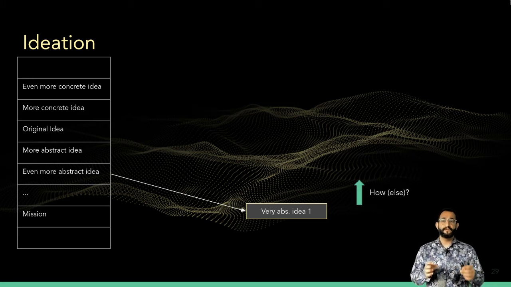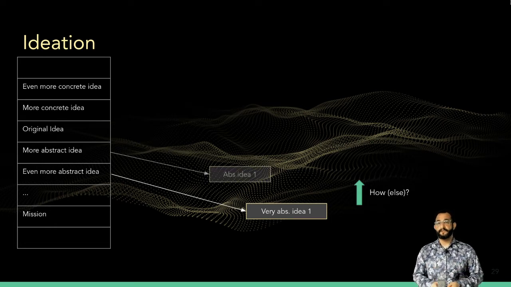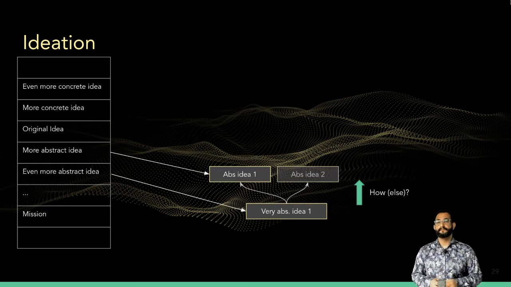Now ask yourself, how would I achieve this? The good news is you already have one answer. That's the next item from your so what exercise. Let's call that abstract idea number 1. Now ask yourself, how else would I achieve this? Now that's your abstract idea number 2. I'm just adding one more idea here, but you can add as many as you want depending on how ripe the idea is.